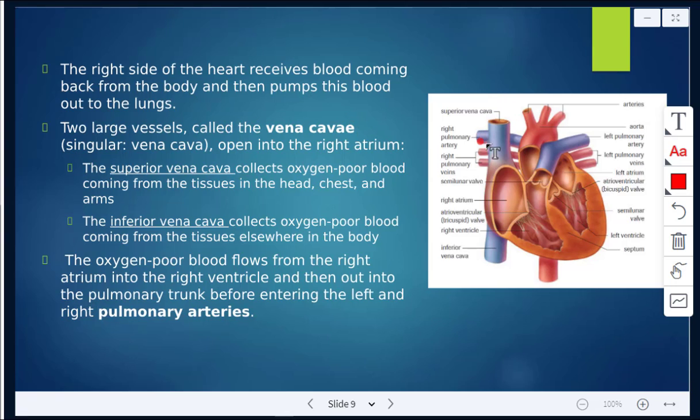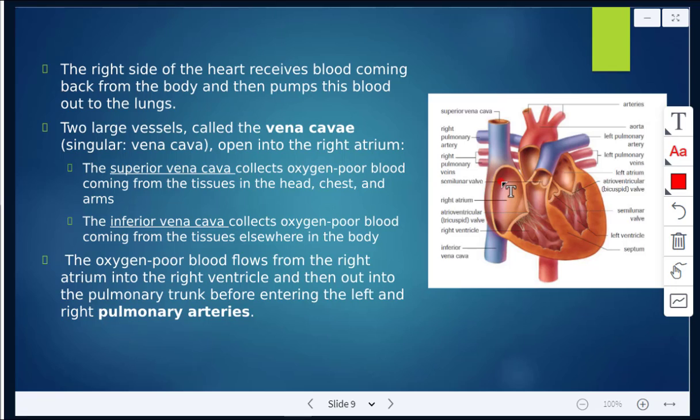So you have the superior vena cava right here. It collects oxygen-poor blood coming from the upper parts of the body, so the head, the chest, the arms, and it's going to bring it into the right atrium. The inferior vena cava, same thing. It's going to collect the oxygen-poor blood from the lower parts of the body, like the legs, the feet, and so on. And again, it's going to come into the right atrium.